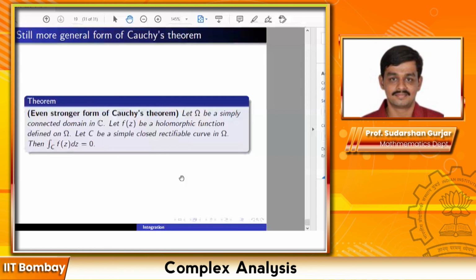Let me put it philosophically. Why would you expect something like this to be true? If you choose a simple closed rectifiable curve, but it may not be differentiable, then intuitively you can think of approximating that curve by a differentiable curve, or at least a piecewise differentiable curve. Since the integral is zero for those, you can take a limit along a family of differentiable simple closed curves which tend to this rectifiable curve, and on each of them the integral is zero, so in the limit also the integral will be zero.